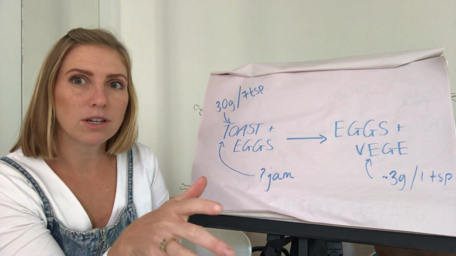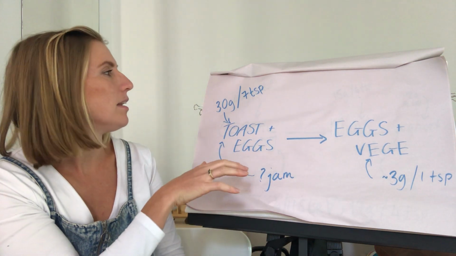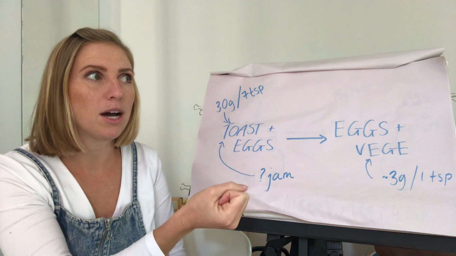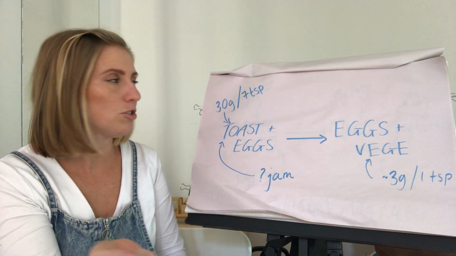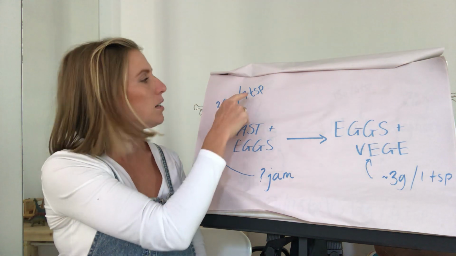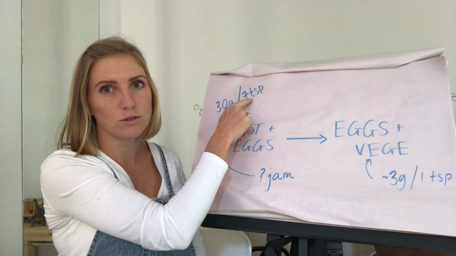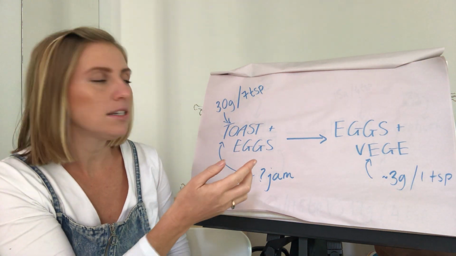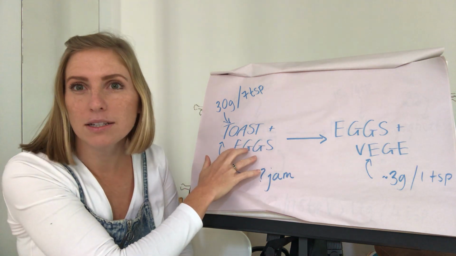All carbs are broken down into sugar, and there's about 4 grams per teaspoon. So if you've got your carbohydrate divided by 4, it gives you the teaspoons of sugar. So 30 grams of carbohydrate divided by 4 is 7 teaspoons of sugar that you get in a couple of slices of bread. Now that is assuming you're having eggs and butter with that.